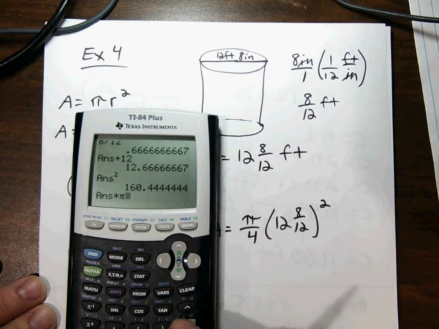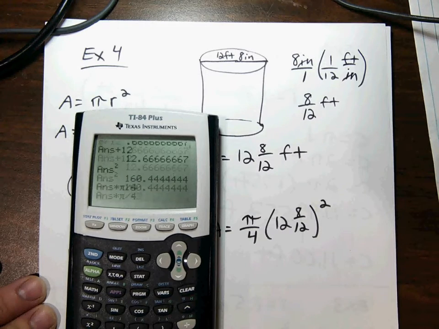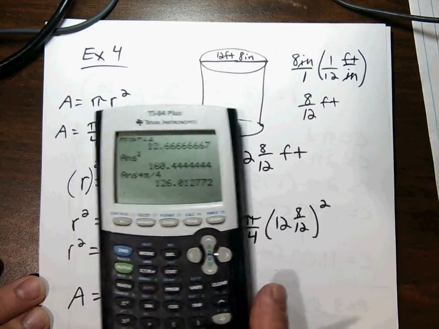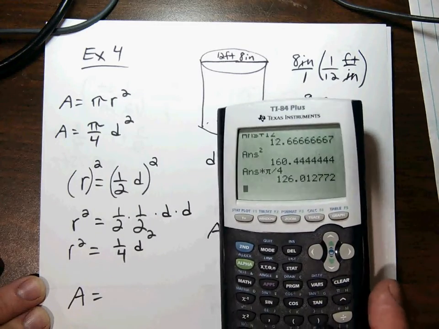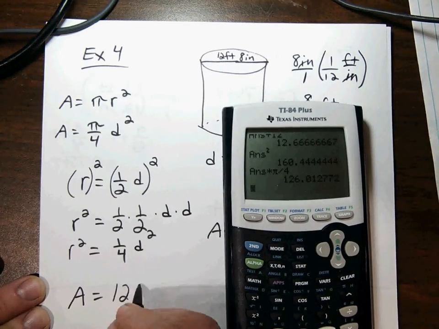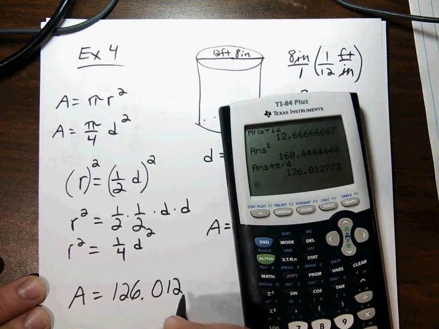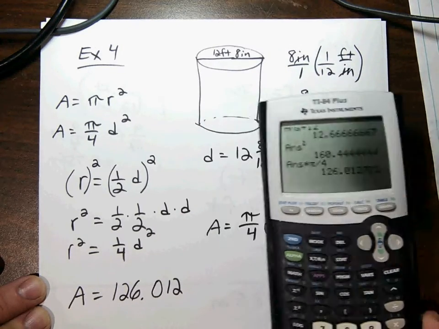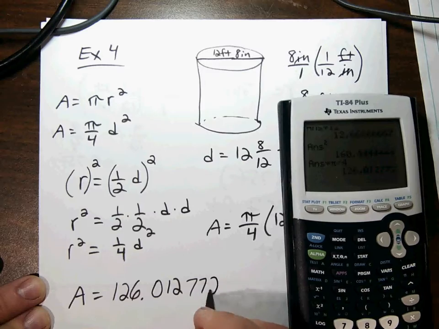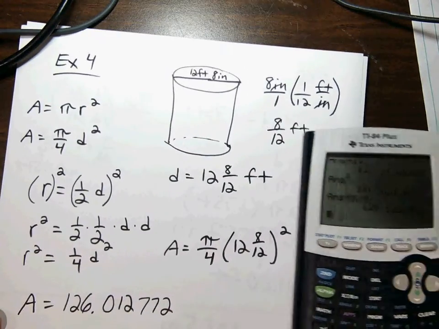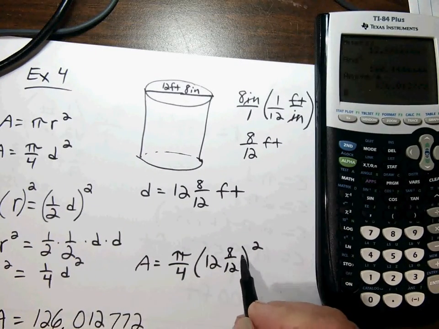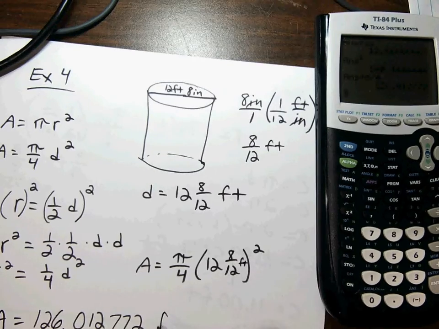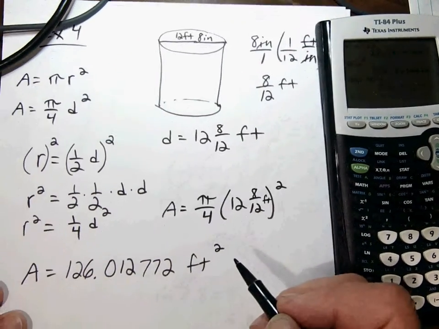And then, I could hit equals, or I can just divide by 4 in the same shot. So we're going to get 126.012, and we're going to round it off somewhere. What's our units, by the way, though? I forgot to put feet here, but it's going to be feet squared, right? Feet squared.